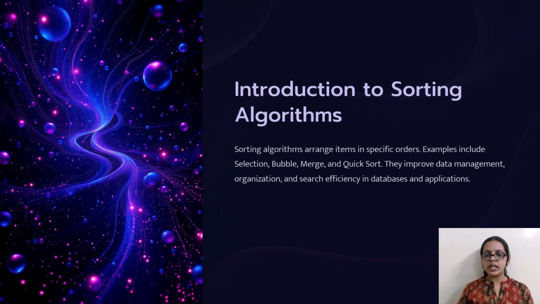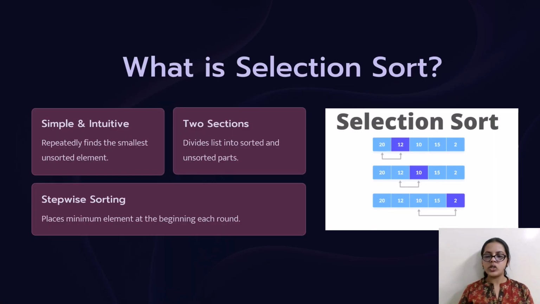Introduction to sorting algorithms. Sorting algorithms arrange items in specific orders. Examples include selection sort, bubble sort, merge sort, and quick sort. They improve data management, organization, and search efficiency in databases and applications. In this video, we will be talking specifically about selection sort.